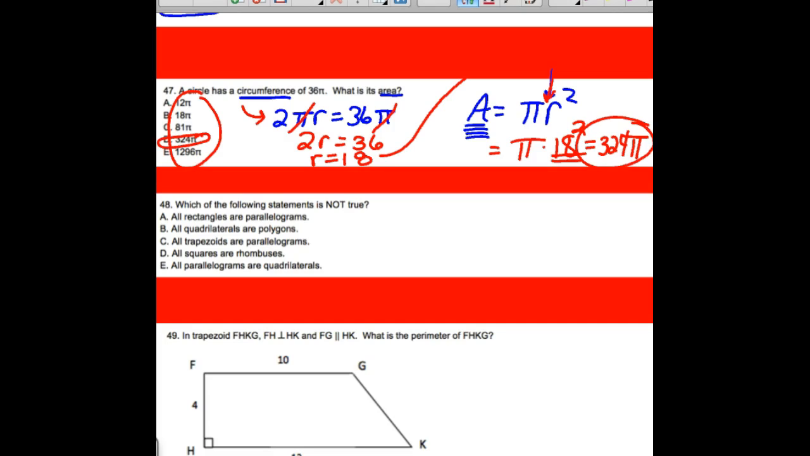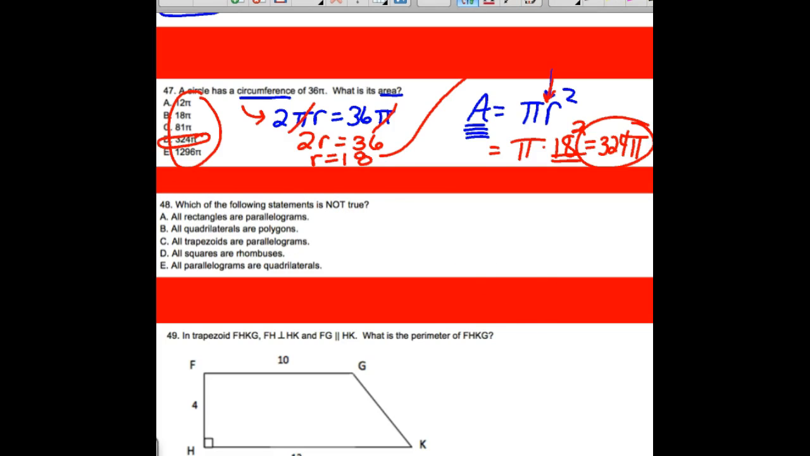Number 48, which is not true. So test taking strategy, the minute you find one that's not true, move on to the next problem. Is every rectangle a parallelogram? Rectangles look like this. Opposite sides are parallel. That's the definition of a parallelogram. So yes, every rectangle, oops, I shouldn't circle that. Yes, every rectangle is a parallelogram.